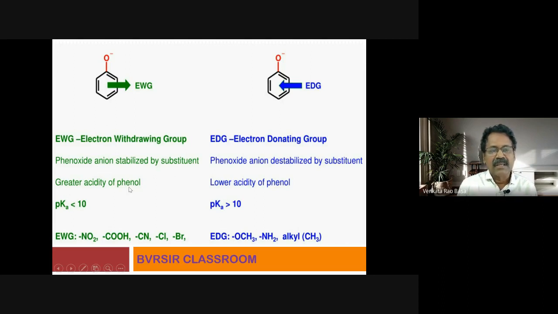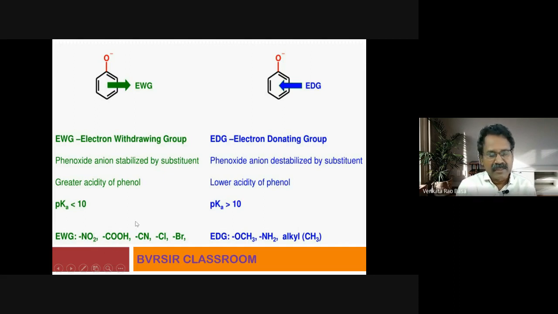Greater acidity of phenol. Greater acidity of phenol means pKa will be less than 10. Lesser the pKa value, more will be the acidity. You remember that point. What are the electron withdrawing groups? You study this one. Electron withdrawing groups, nitro group is there. So if nitro group is there, then that phenol will be more acidic.